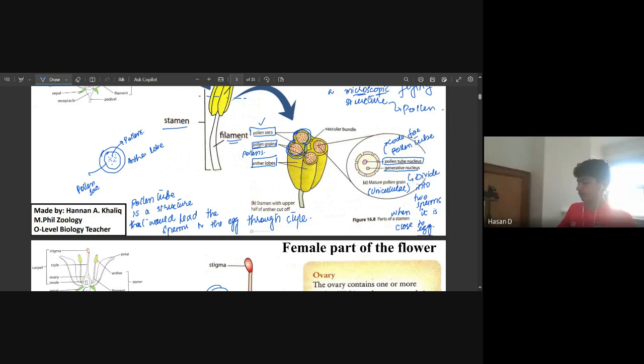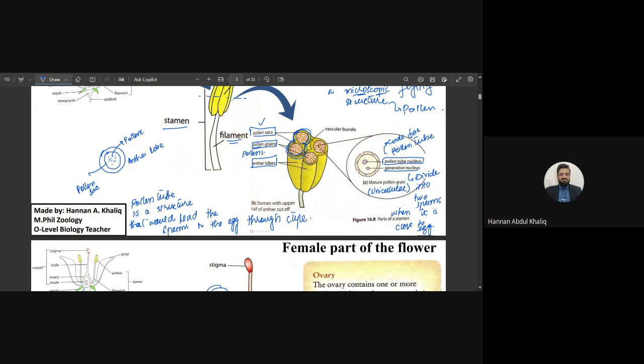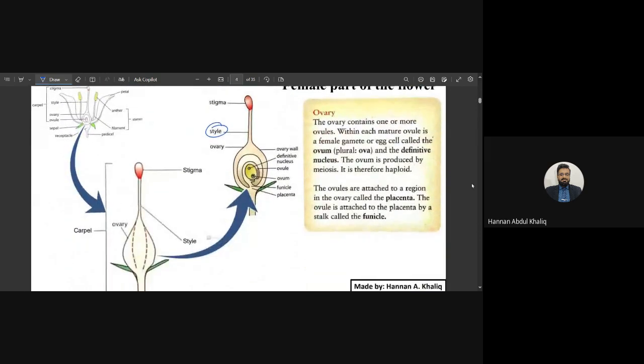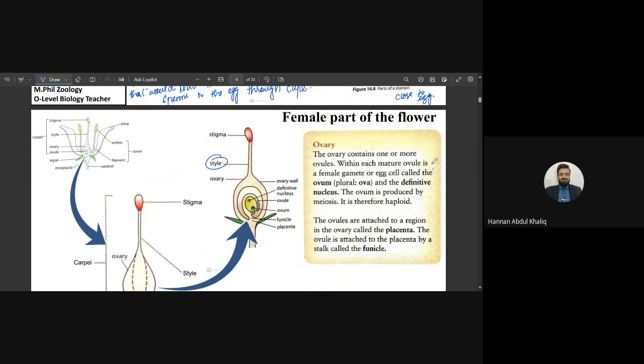Now, next part is the female reproductive part of the flowers. This female reproductive part of the flower contains many different parts. Some are not to be discussed here. Labelings are extra, so I'll explain what not to be discussed here. First part is the stigma. The stigma basically is a sticky and sugary part.